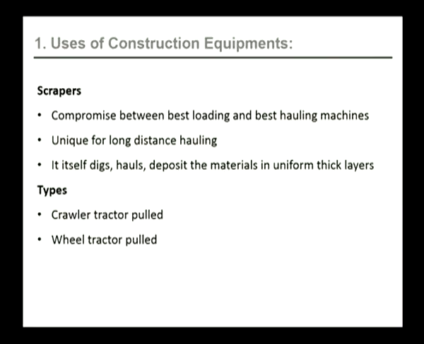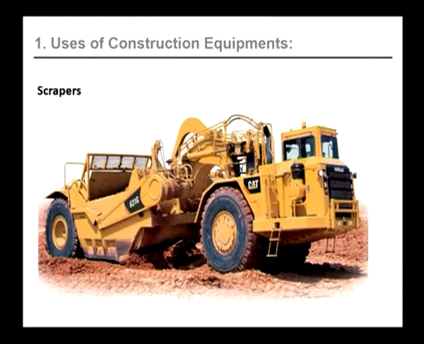Scrapers. The scrapers are a compromise between best loading and best hauling machines. They are unique for long distance hauling. It itself digs, hauls, and deposits the materials in uniform thick layers. So there are 2 types of scrapers. One is a crawler tractor pulled scraper, and the second one is a wheel tractor pulled scraper. This is a typical scraper, as you can see in the picture.